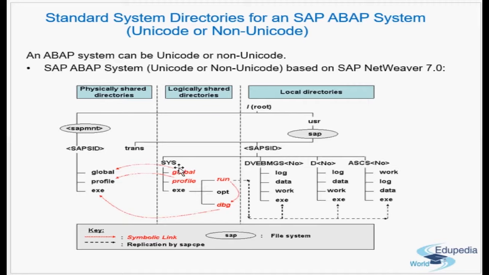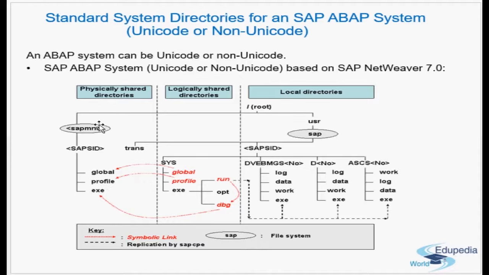We have sys, for each instance we have a corresponding directory, and we have the central services, because it's an ABAP, it is ASCS and the instance number. So don't get confused. Under root we have SAP MNT and USR SAP. In USR SAP we have trans and SAP SID. So trans and SAP MNT, everything goes into the physically shared directories.